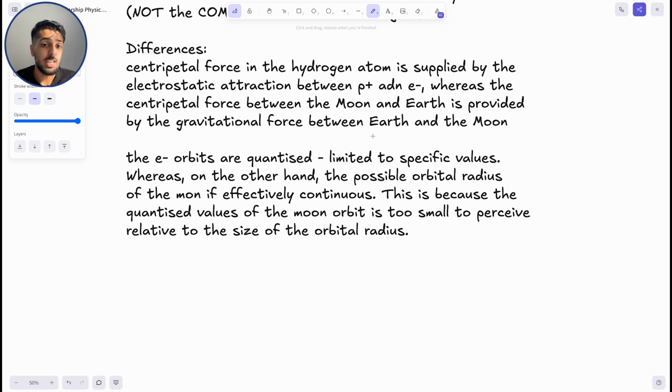Another difference is the electrons' orbits are quantized, meaning they are limited to specific values, whereas on the other hand, the possible orbital radius of the moon is effectively continuous. This does not mean that the moon doesn't have quantized values, but it's more so that the quantized values of the moon's orbit are too small to perceive relative to the size of the orbital radius.